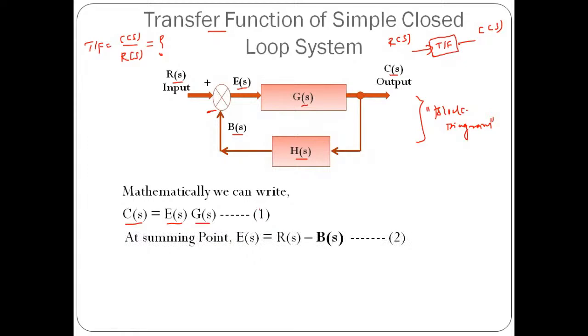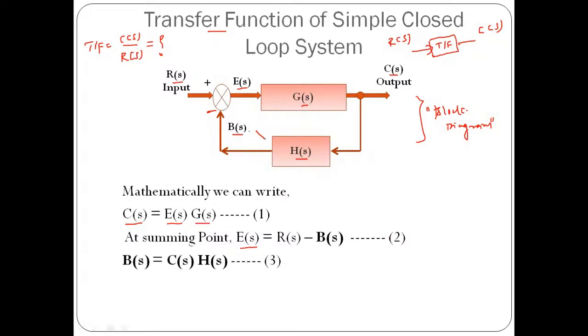In the same way, at the summing point, let us find out the relationship between output and input signal. With respect to this summing point, the output is the error signal, which is nothing but E of S, and we have two inputs. First one is R of S and second one is B of S. And we have considered that the nature of the feedback signal is negative. So I can write output E of S is nothing but R of S minus B of S. This will be equation number 2.